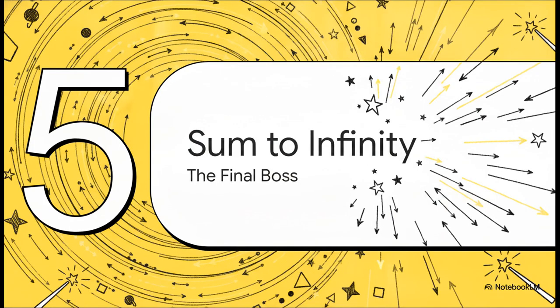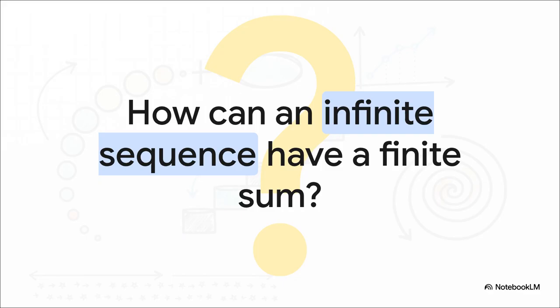And finally, Section 5, the sum to infinity, the final boss of this chapter. This is where mathematics starts to feel a little bit like magic. Think about this for a second. How can a sequence that goes on forever, literally stretching into infinity, possibly have a finite measurable sum? It sounds completely impossible, right? If you keep adding numbers forever, shouldn't the answer always just be infinity? Well, not quite. If the numbers you are adding get smaller and smaller rapidly enough, they actually eventually converge, settling into a single, solid number.